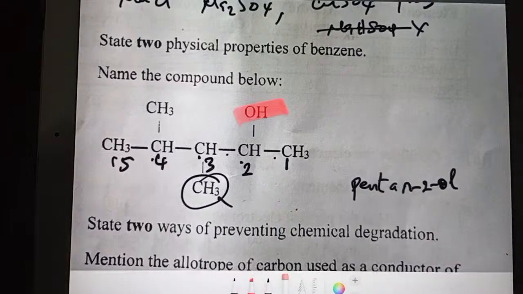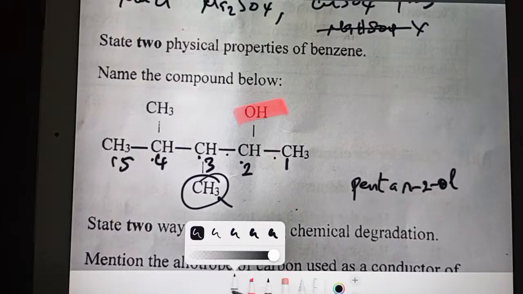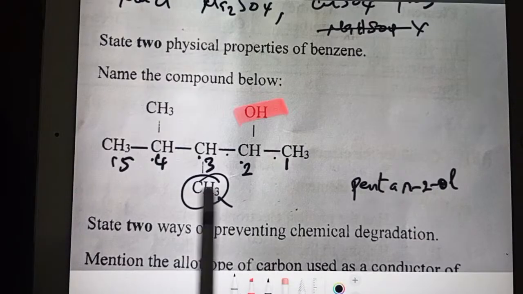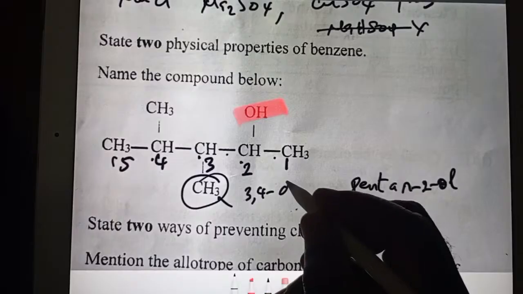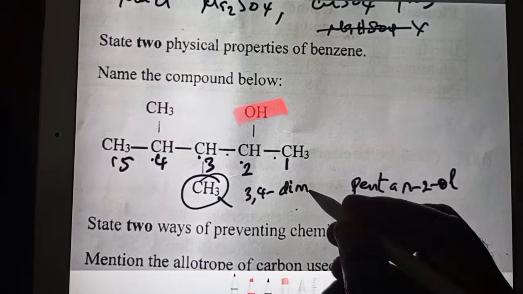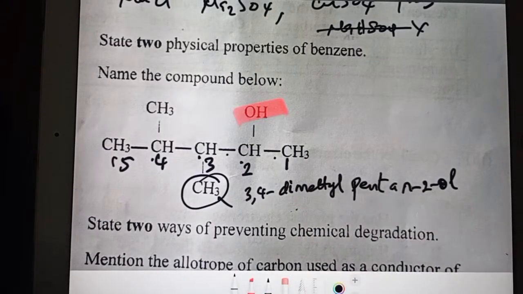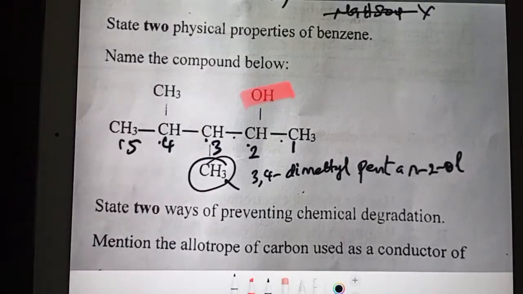But because they are all methyl, we will simply factorize them. It becomes 3,4-dimethyl pentan-2-ol. All right, 3,4-dimethyl pentan-2-ol, and that is the IUPAC name.